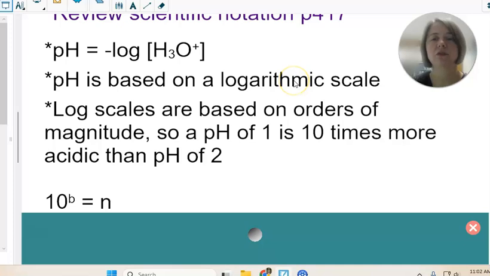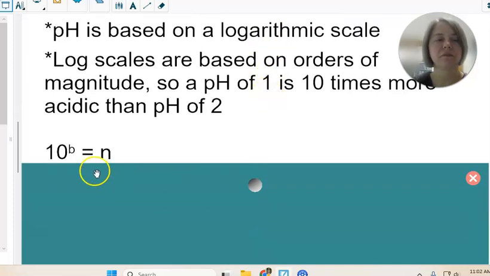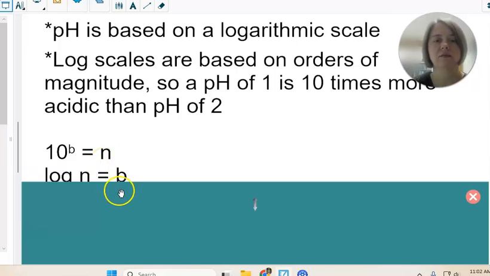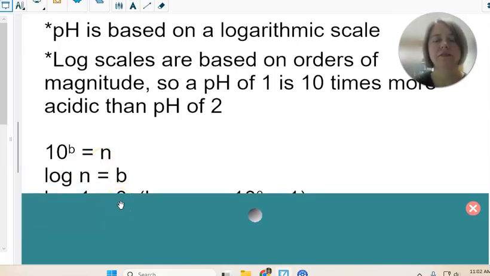All right, so jumping back into logarithmic scales. Let's have this equation where we have 10 to the exponent b equals some number n. The log is kind of the opposite of exponents. Multiplication and division are opposites, addition and subtraction are opposites, so exponents and logs are opposites. If you take the log of your answer, you're going to get your exponent. So 10 to the b equals n, and then log of n equals b.